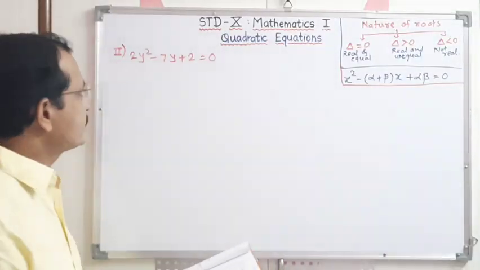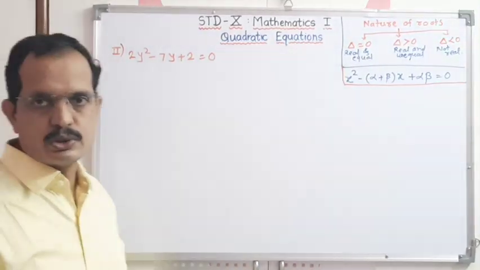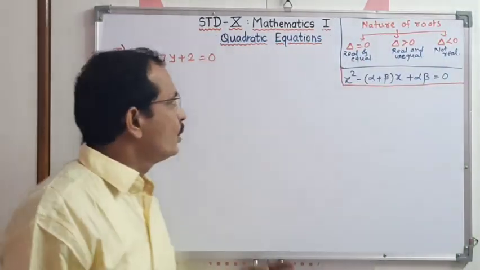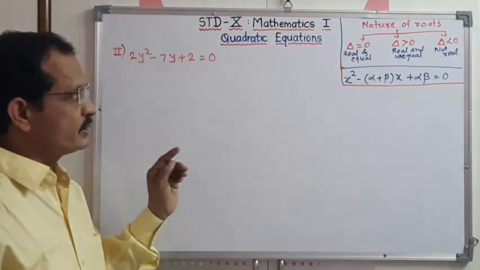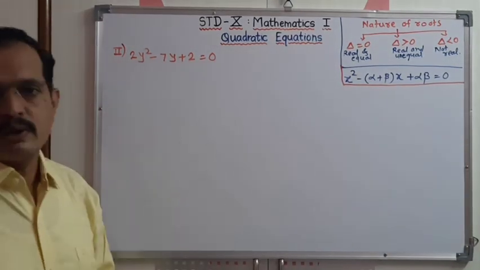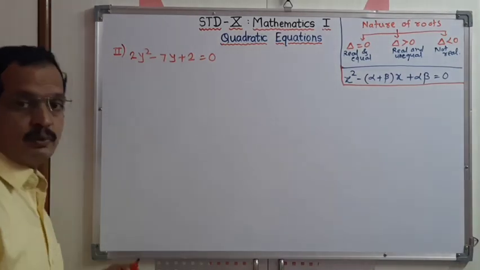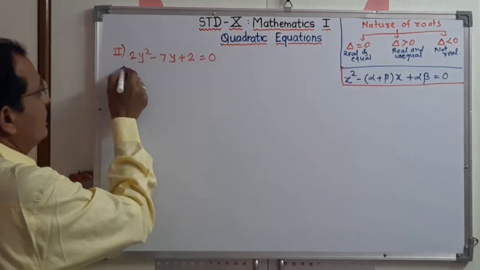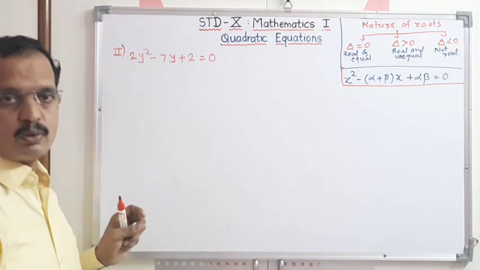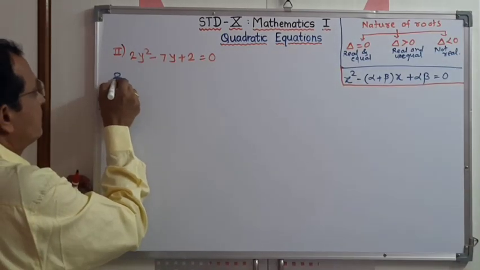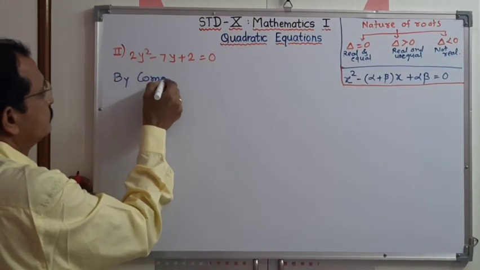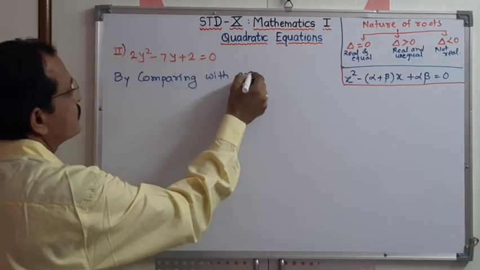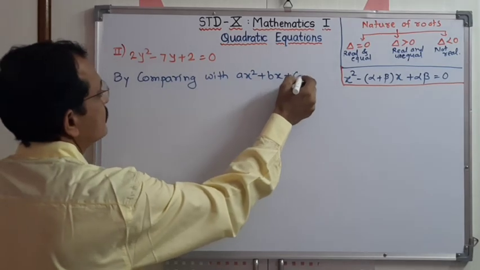Now see, 2y square minus 7y plus 2 equal to 0. To determine the nature of the roots of a quadratic equation, we have to find out the value of delta, and just now we found out how to solve the value of delta. This given equation is in a standard form, therefore directly we can write by comparing with ax square plus bx plus c equal to 0.